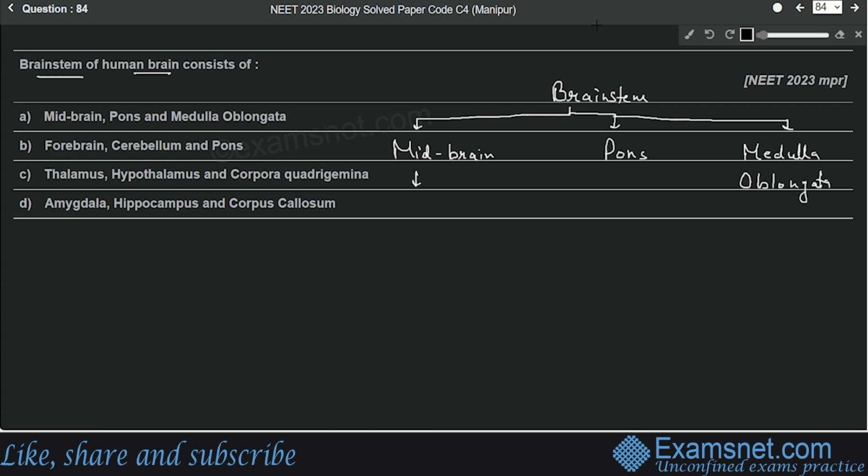Midbrain is involved in functions such as vision, hearing, eye movement, and body movement. Okay.